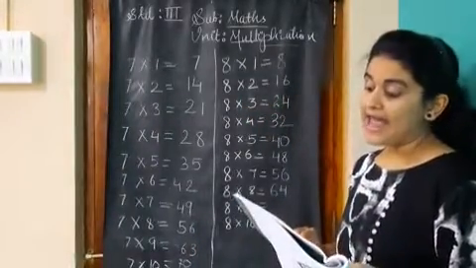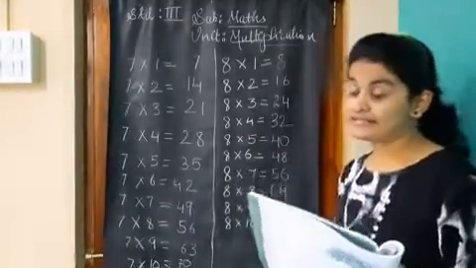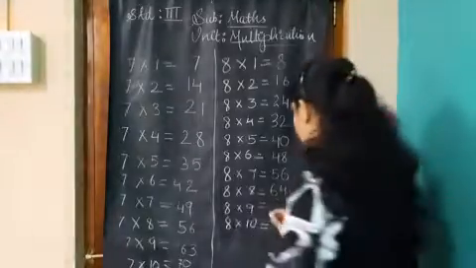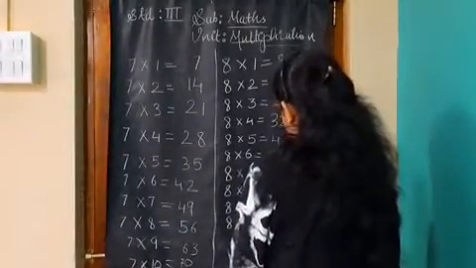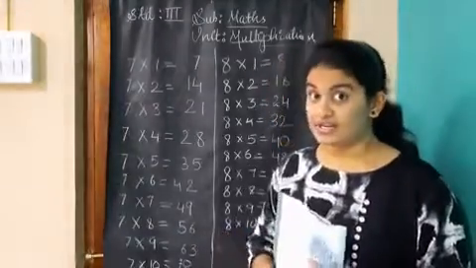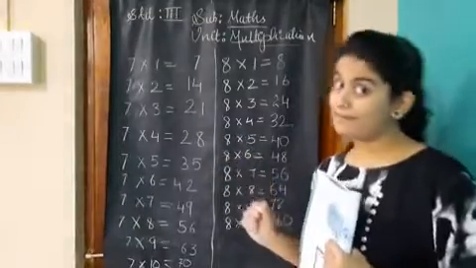Understood? And what is the answer of 8 9s? Yes, 8 9s का आंसर होगा 72. और 8 10 का आंसर होगा 80. Understood? So now you will repeat these tables behind me.